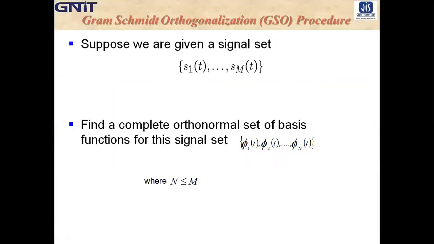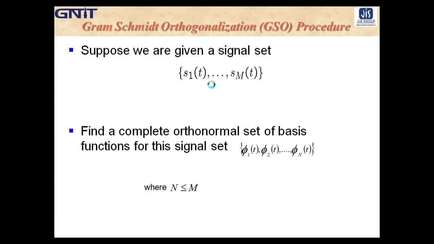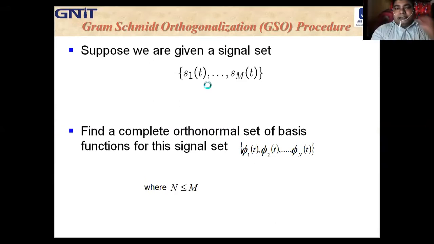To proceed, suppose that we are given a signal set. Say the signal set is s1(t), s2(t) to sM(t). And the task is to find a complete set of orthonormal basis functions for this signal set, say phi 1(t), phi 2(t), phi 3(t), up to phi N(t), where obviously N must be less than or equal to M.